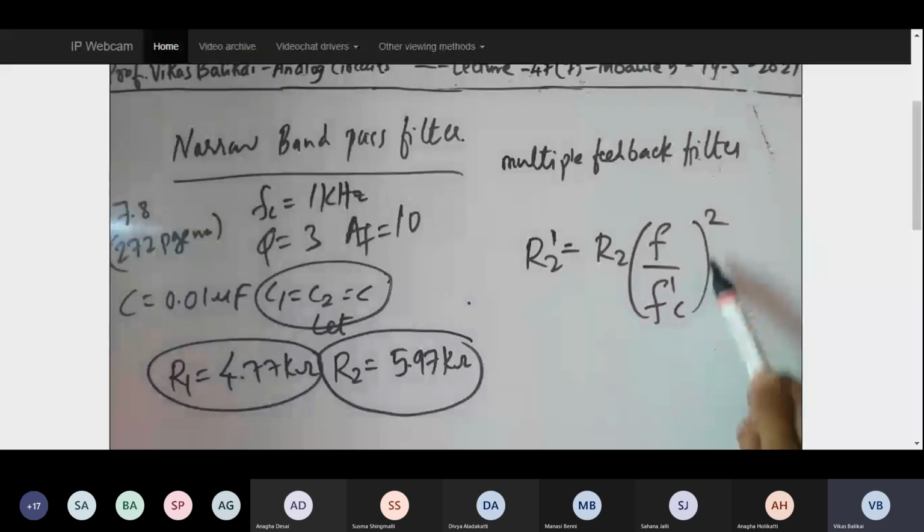The square term is coming into picture because of the two feedback paths that I can find in my particular design. So if I do this, I'll be getting R2 dash. Now using this R2 dash, again I can replace whatever R or R2 value I have obtained previously, and I can reconstruct my filter once again. So this is all about your narrow band pass filter that you can find using the design specs. So that's about your band pass filters, that is narrow band and wide band pass filters.